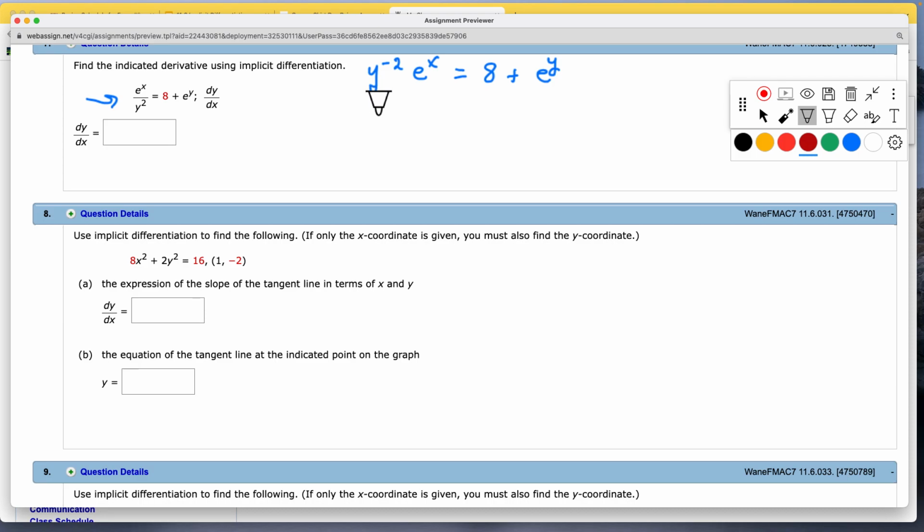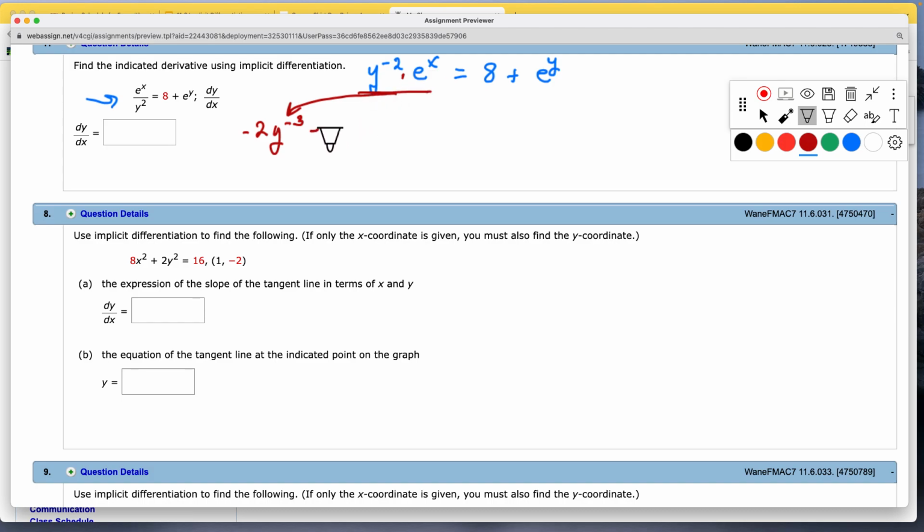So let me come here. Since it's a product rule, right? Y to the negative 2 times e to the x. These are two functions. I'm going to get two terms. So the first term, I'll take y to the negative 2. The negative 2 comes down. I subtract 1, so negative 2 minus 1 is negative 3. So be careful there. Sometimes you might be tempted to put negative 1, but they're both negative, so we're getting more negative. This is y to the negative 3.